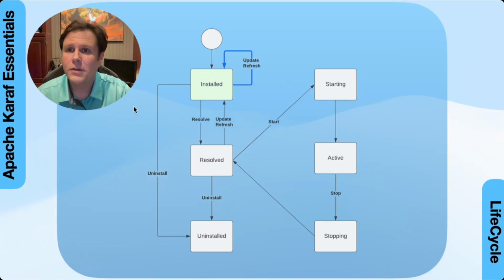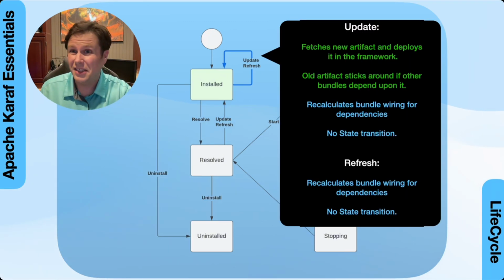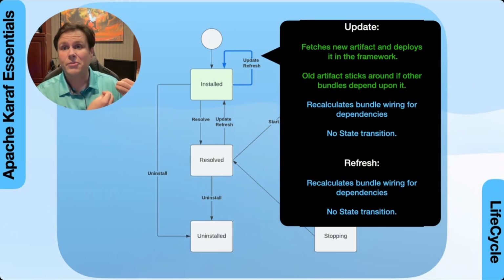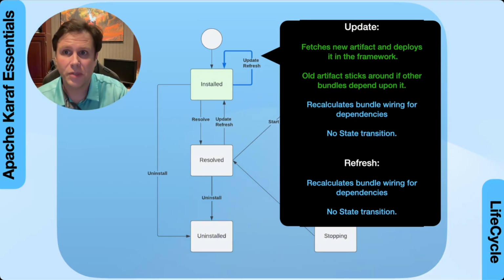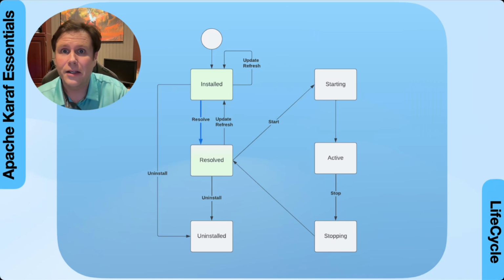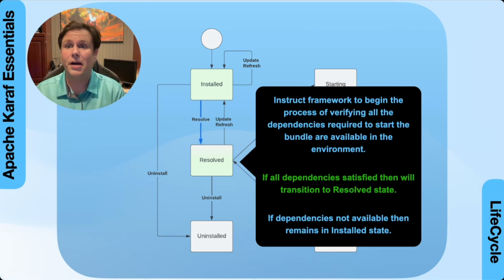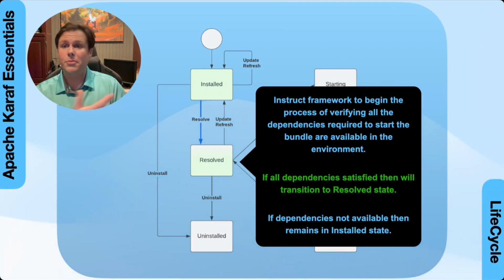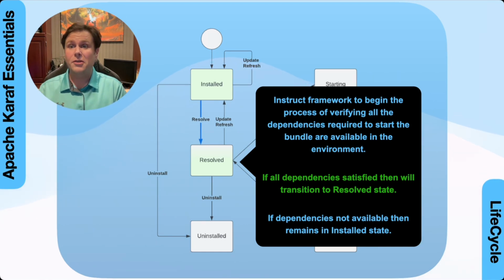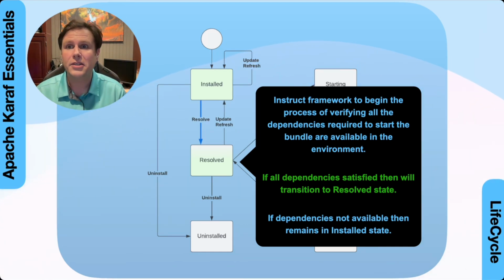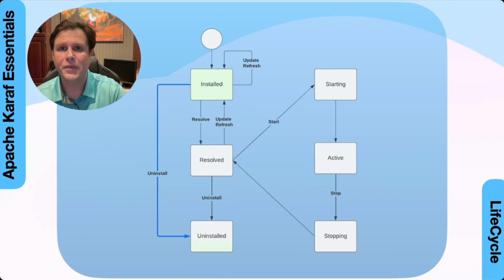So from here, if I was to do an update or refresh command, in the case of an update, that means I want to fetch the latest snapshots I've built and put it in its place. Otherwise, the update or refresh command is just going to do the recalculations of saying, hey, what dependencies does this bundle have? It's not actually going to change the transition to the next state. If I was to resolve, that's generally what I want to do. I'm going to say, I want the system to take a look at my application and say, hey, do all the dependencies I need to be running successfully exist and are they in the right version range? If they are, it's going to resolve my bundle and put me into a resolved state. Otherwise, I'm going to stay in that installed state.